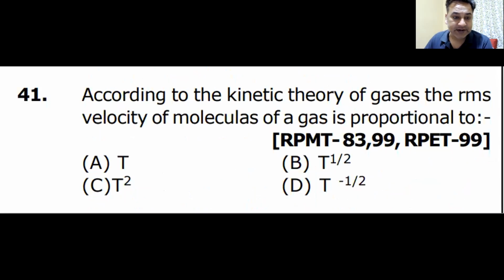This is the next one, and I'm hoping for an answer. According to the kinetic theory of gases, the RMS velocity of the molecules of the gas is proportional to what? A, B, C, D: T, T raised to the power half, T raised to the power 2, T raised to the power minus half. What is the answer?